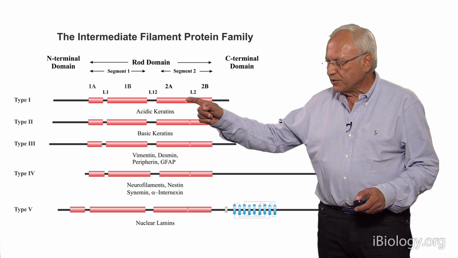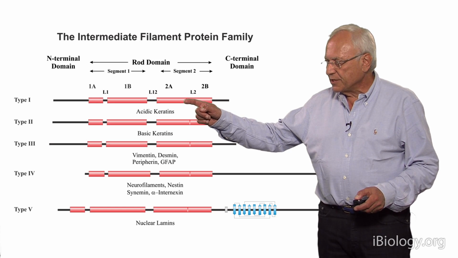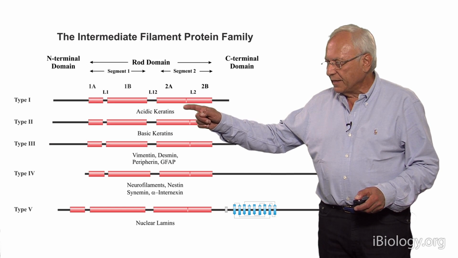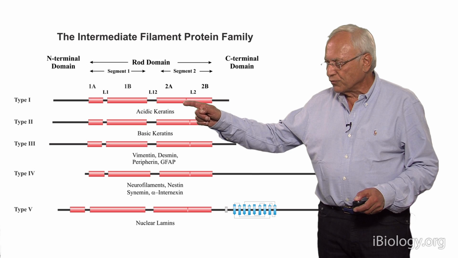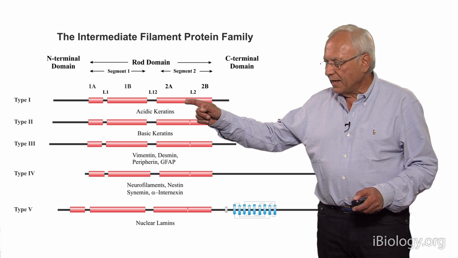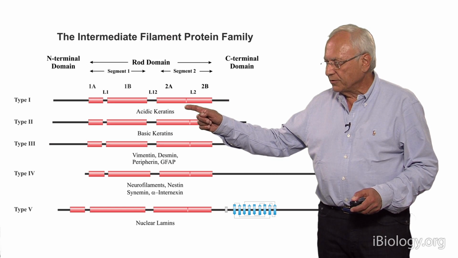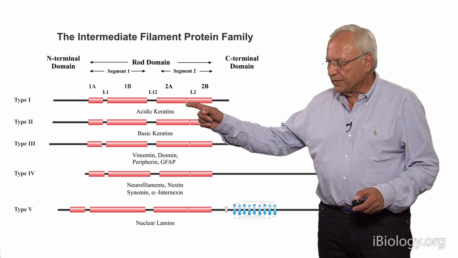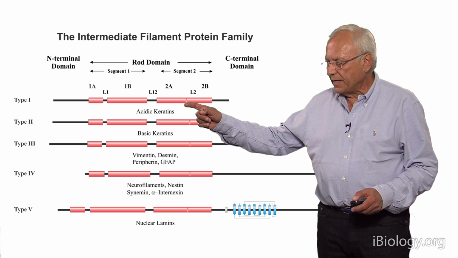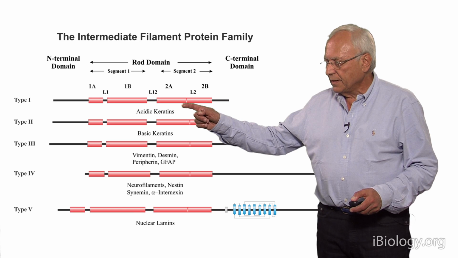The characterization of filaments structurally is based on, as I mentioned, the highly conserved central rod domain, which is separated by these linker groups called L1, L1, and L2. And these separate the central rod into segments 1A, 1B, 2A, and 2B, which are all highly alpha helical in nature.